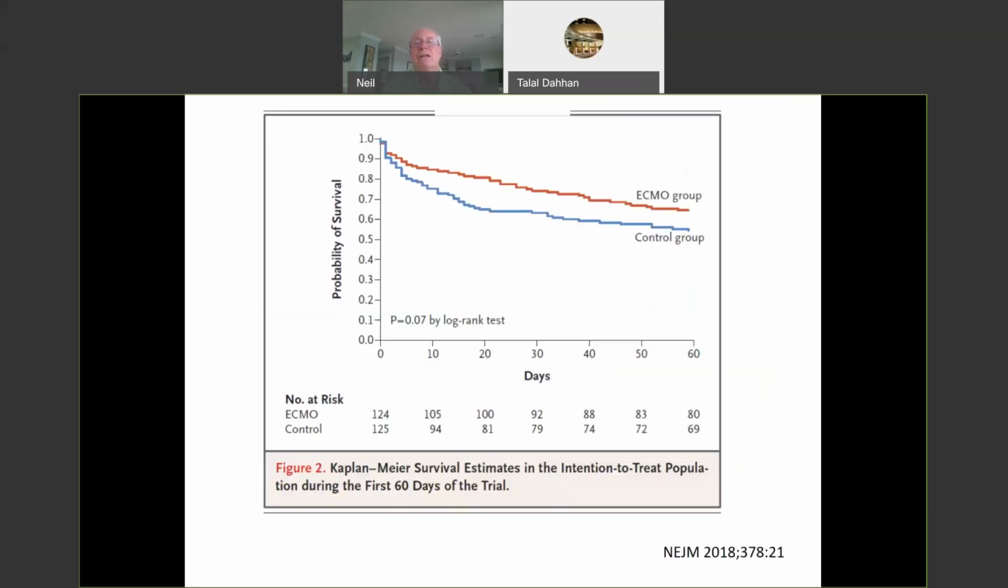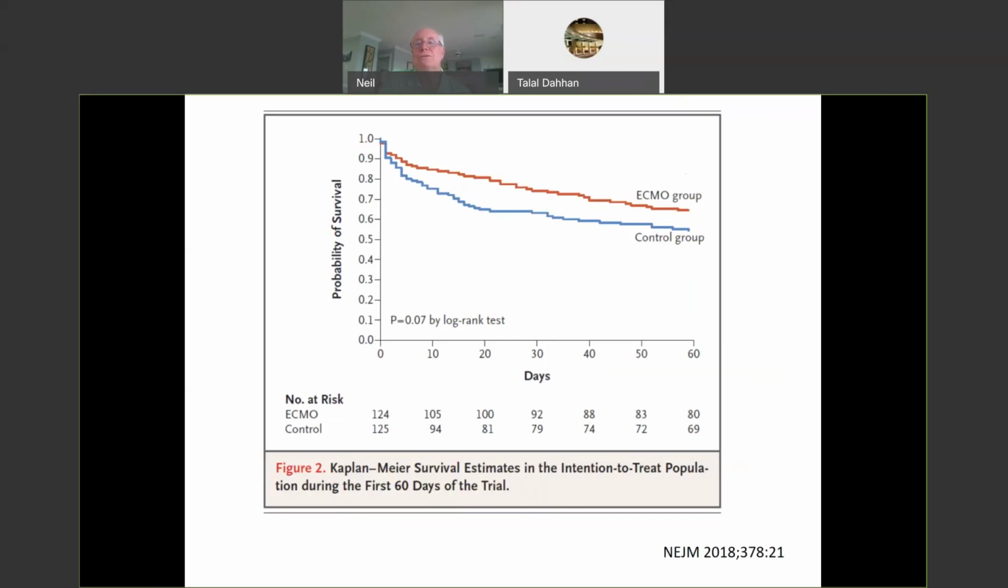This is the biggest trial done on ECMO in severe ARDS. It was terminated early because of futility. That was very unfortunate because the futility rules were quite stringent. That is to say, if you weren't seeing a 20% improvement in mortality, the trial would be ended, and they didn't reach 20% improvement. But the trial was ended by the rules of the trial.